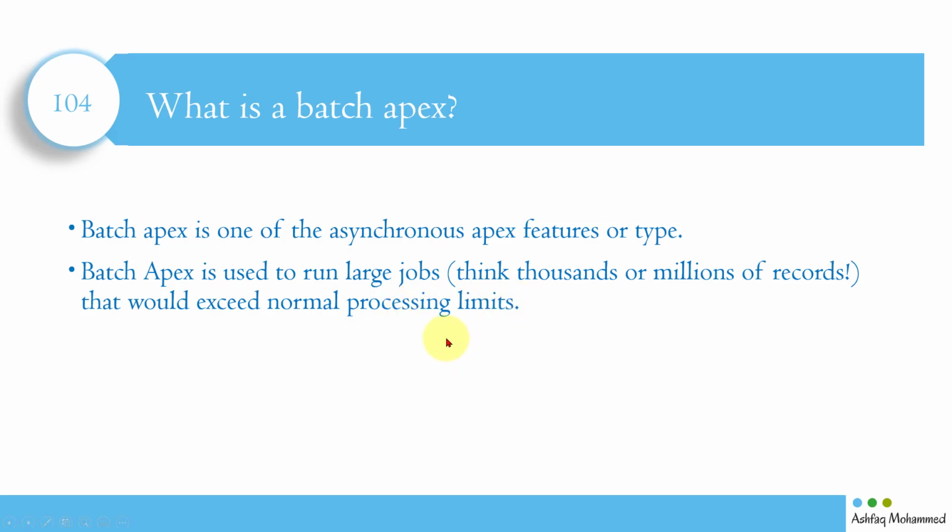Okay, you might ask, why do we need to have a separate thing called Batch Apex to run thousands or millions of records? Why can't we use the regular Apex classes, right? That would be a question from new candidates or new students or people who are coming to Salesforce from a different technology. So this is not a problem actually. This feature exists because of its core architecture called multi-tenant architecture.